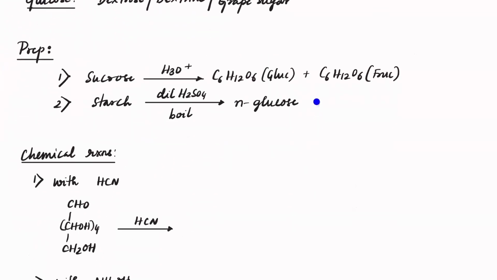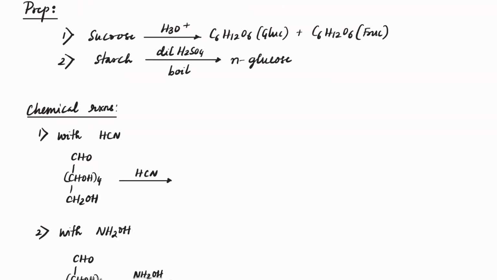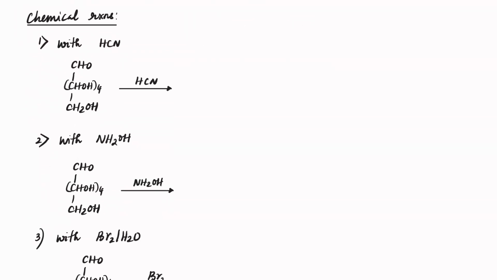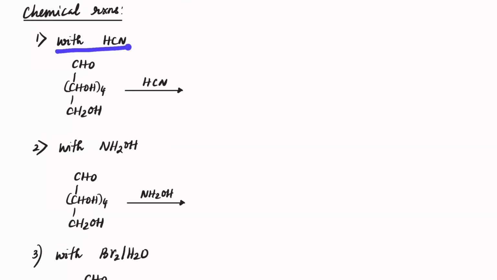As for preparation, glucose is very simple. You can take starch or sucrose and hydrolyze it, and you will get glucose and fructose, which can be separated by different means. If we have starch and react it directly with dilute H2SO4 and boil, you get only glucose. This way you can prepare glucose very easily. Now, what are the typical reactions of glucose? These reactions will also help us confirm the structure of glucose.